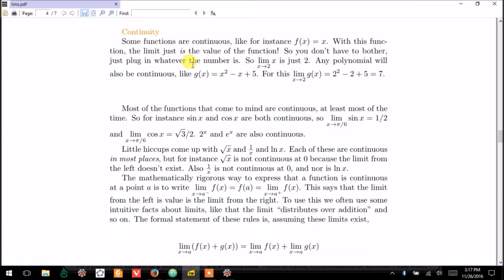So for instance, every polynomial is continuous. And that means that if you're looking for the limit of a polynomial, you might as well just plug into the polynomial. So polynomials are continuous, and therefore the limits are easy. You just plug in. Sines and cosines are also continuous. So if you're asked to find the limit as x approaches pi over 6 of sine x, you just plug in pi over 6. Sine of pi over 6 is equal to a half. Likewise with cosine, and also likewise with 2 to the x and e to the x.